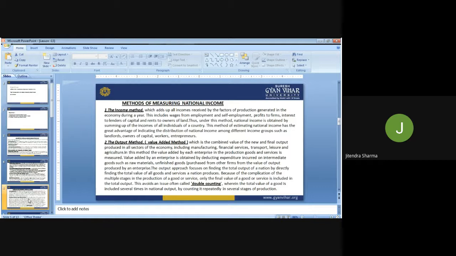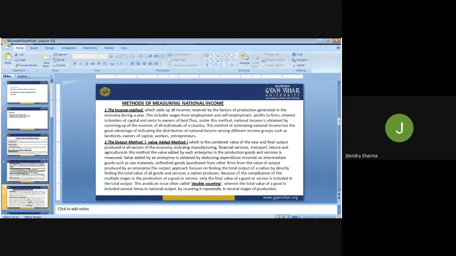This method of estimating national income has the great advantage of indicating the distribution of national income among different income groups such as landlords, owners, capitalists, workers, laborers, etc. So this is a very good parameter because here we are summing all the income of all the groups, all the societies, and then we have a final national income.